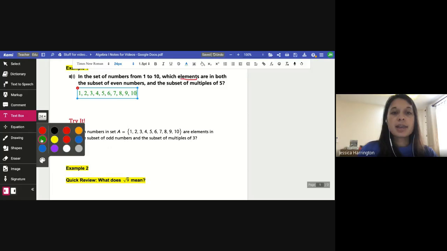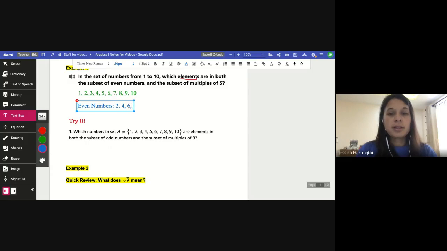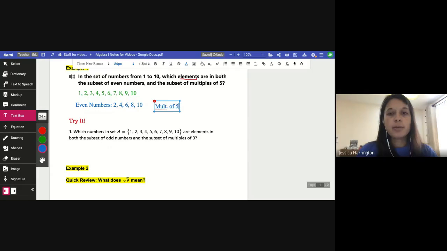Now it's asking us which ones fall into the subset of even numbers, okay? Let's do another box here, even numbers. Which one of those are even numbers? If I look above, I know it's 2, 4, 6, 8, and 10, right? Those are the ones that are even from above. Now let's get a new one and let's do multiples of 5. Multiples of 5, well, that would be 5 and 10.